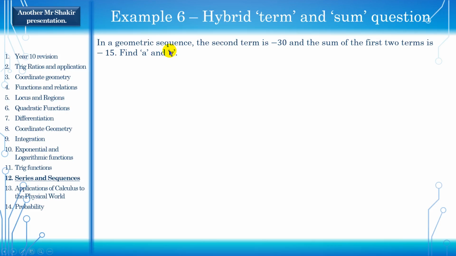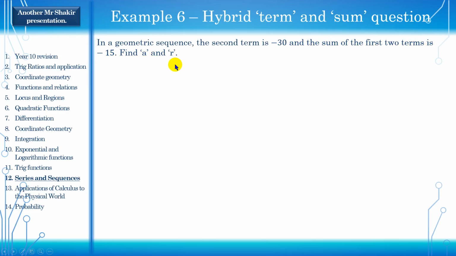Now in some questions you'll be given one piece of information which will require you to use the term formula, and the second piece of information will require you to use the sum formula. So for example, the second term is negative 30. So AR is equal to negative 30. And the sum of the first 2 terms is negative 15. So we're going to use the sum formula for the second piece of information.